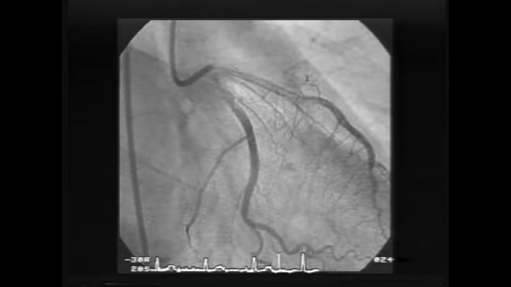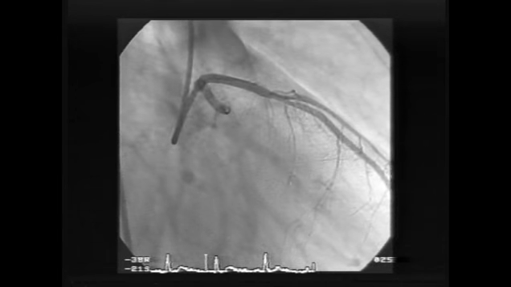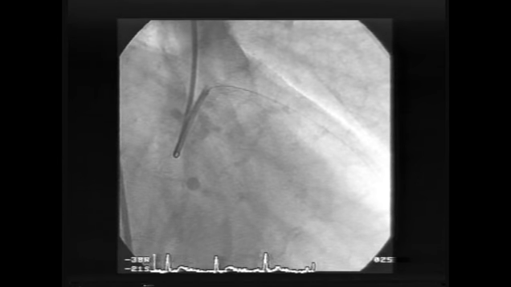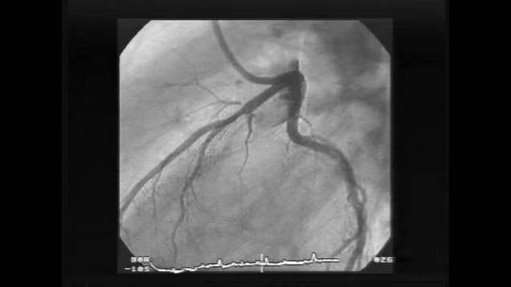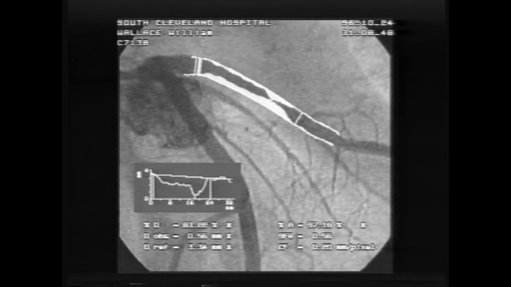And there we can see that a stenting procedure has improved the lumen of the coronary artery, improving the blood supply to the myocardium.